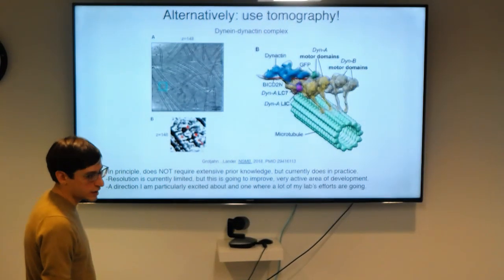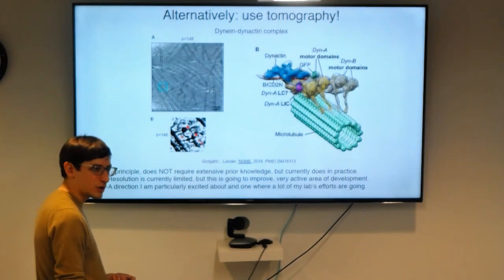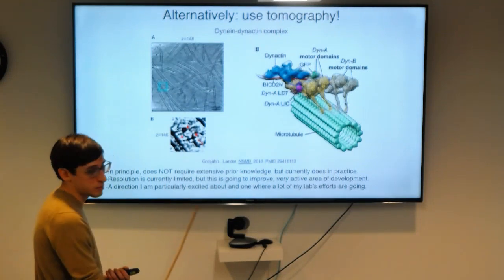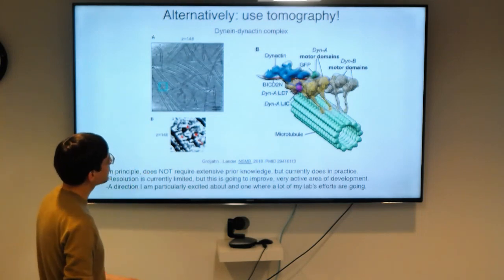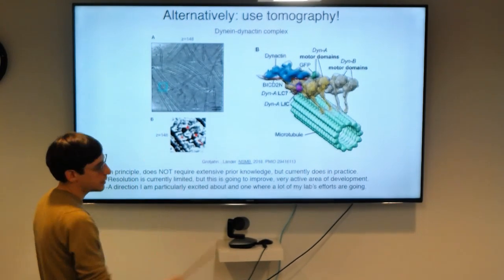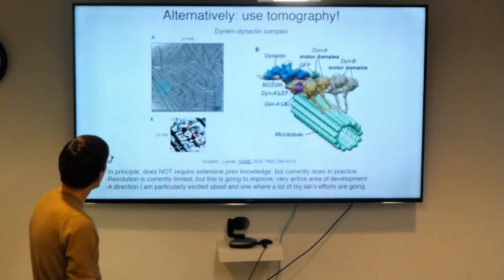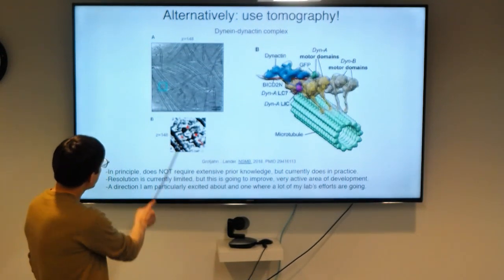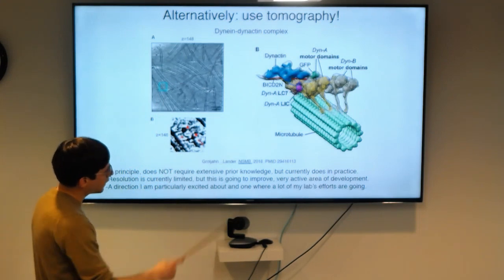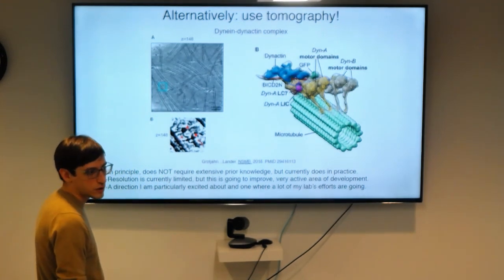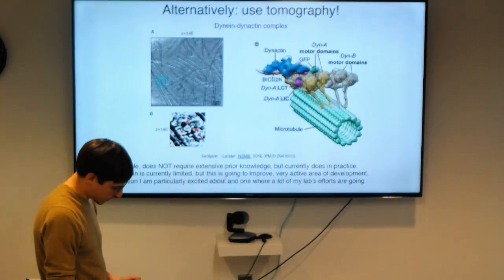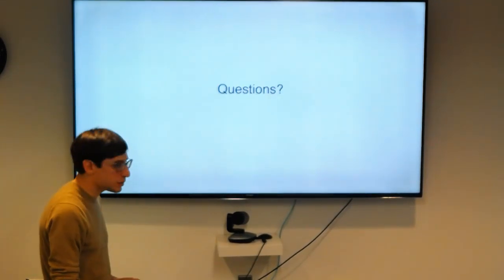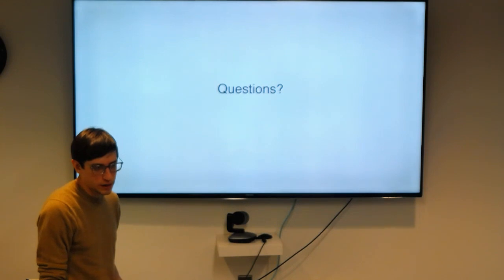And I'll just close by saying if you don't have prior information, an approach that should work, and I think people will increasingly use, is to use tomography. So basically, if you can have a reconstituted preparation or even inside of a cell, some motor protein walking along a microtubule or other helical filament, if you can find that in your tomogram, you can then just use subtomogram averaging to get a structure. And I think this is something I'm really interested in doing and something that we're working on in my lab. So with that, I'll stop and take any questions that you might have about that part.